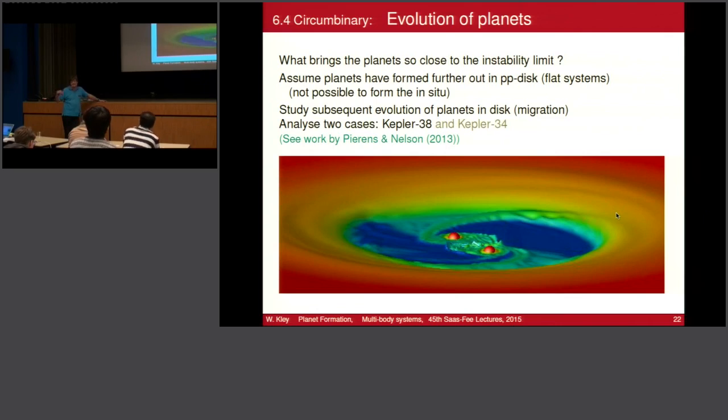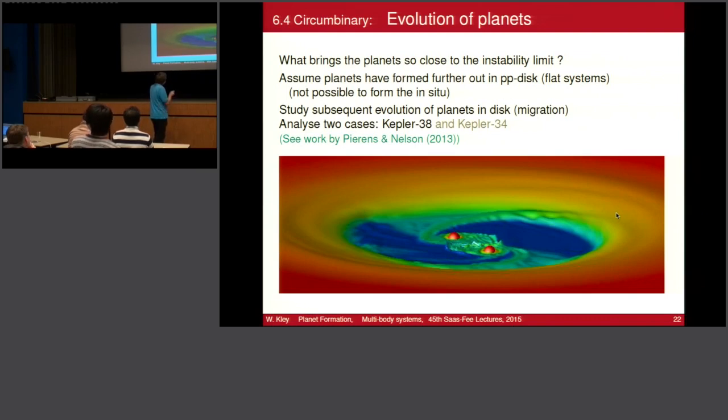So we assume they have formed further out, at a few AU distance, and then we migrate them inwards. And this has been studied in a recent work by Arno Pierens and Richard Nelson. They have several papers there. This was the most recent, where they looked at the Kepler systems. And I will concentrate here on Kepler 38. And if time allows, which it will not, I will talk about Kepler 34.